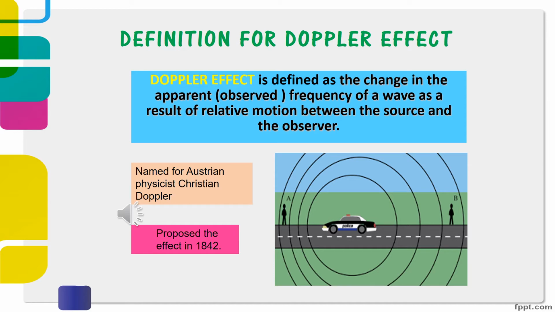Definition of the Doppler effect. The Doppler effect is defined as the change in the apparent frequency of a wave as a result of relative motion between the source and the observer. It is named for Austrian physicist Christian Doppler. He proposed the effect in 1842.